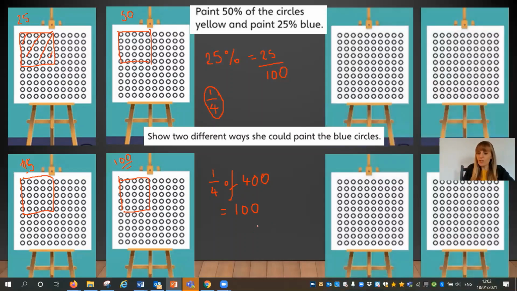Now what's another way of showing this then? Well, actually one easel shows 100, so we could have just shaded all of the 100 of one easel and then left all of the others blank, and that would be 1/4 of 400 as well. So do you see there's two different ways that we could represent that there?